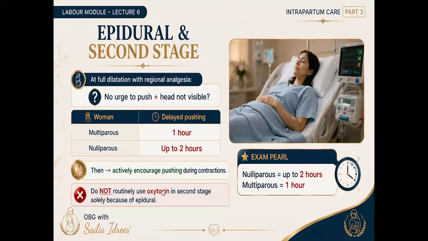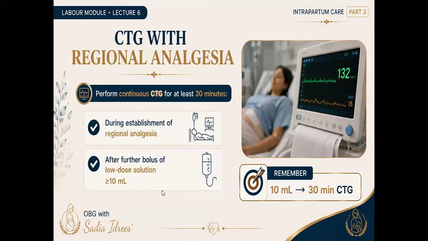Am I clear so far? Now, we have monitored the mother. What about the baby? During the establishment of regional analgesia, perform continuous CTG for at least 30 minutes.